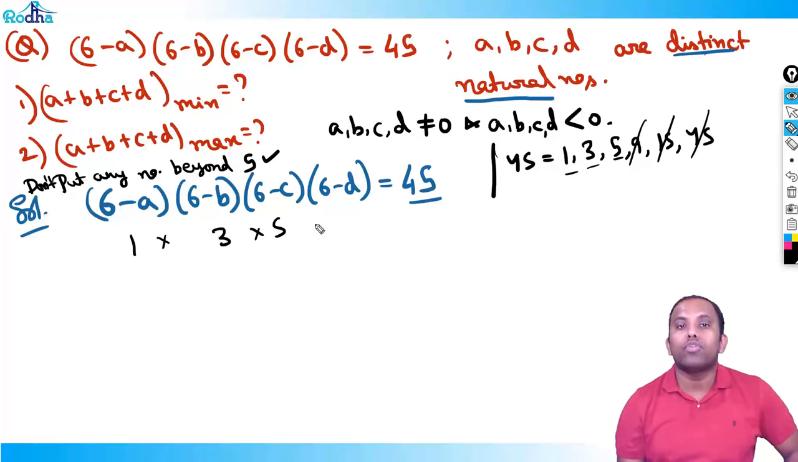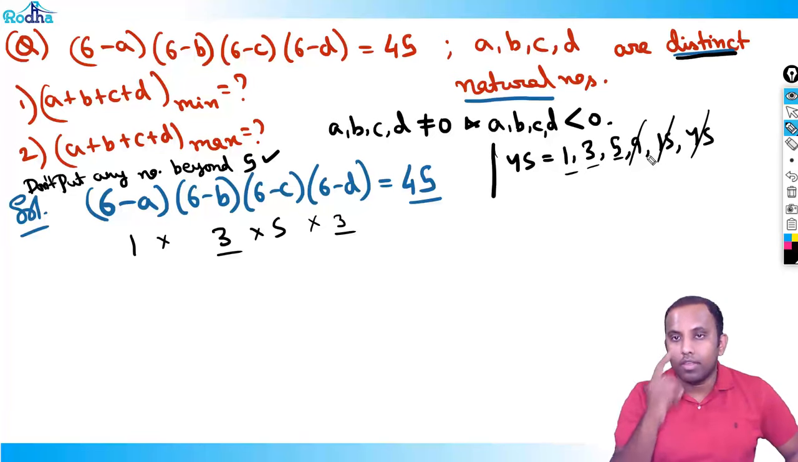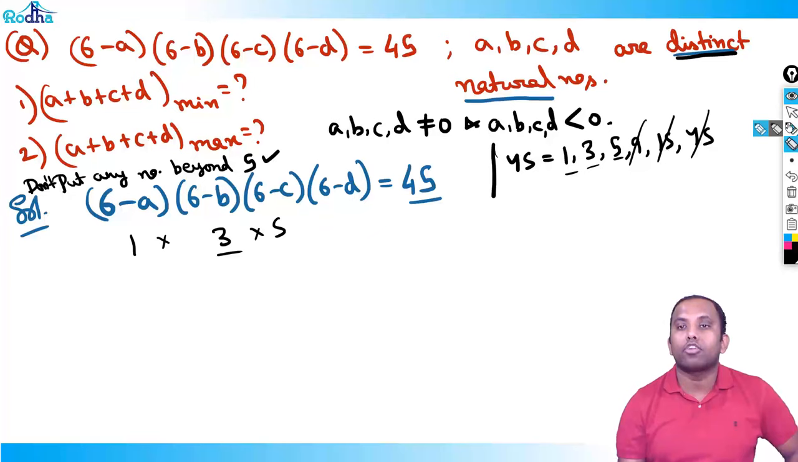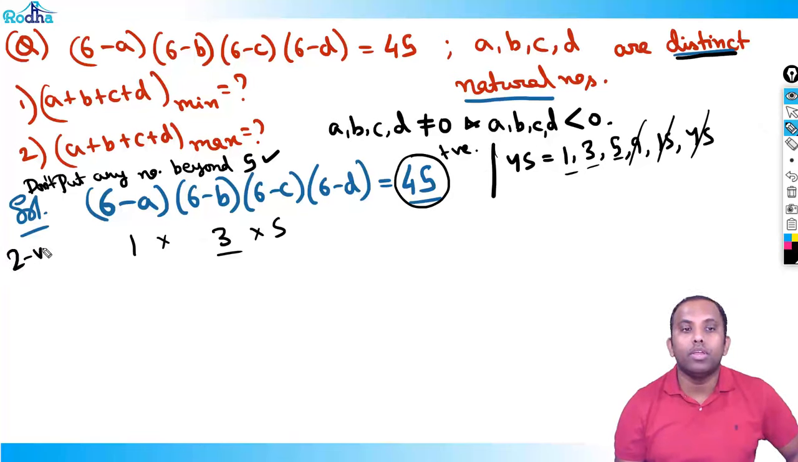Right? There's no fourth factor of 45. And I can't use 3 again because two numbers will be the same. Then A and B will have the same value, but A, B, C, D are distinct natural numbers. That means if the positive case doesn't satisfy, there has to be negative also. And since the whole result is positive, it should be 2 negative and 2 positive values, right?